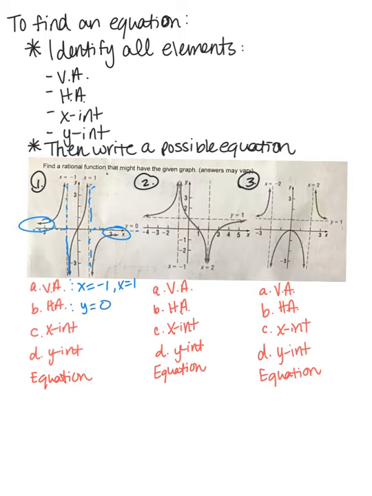Okay, so I'm going to look for an x-intercept. The only time that I'm crossing the x-axis is at 0. Same thing for the y. The only time I'm crossing the y-axis is at 0. So I've got all of my elements now, and I want to try to come up with a possible equation. Okay, so remember that the vertical asymptote came from the denominator.